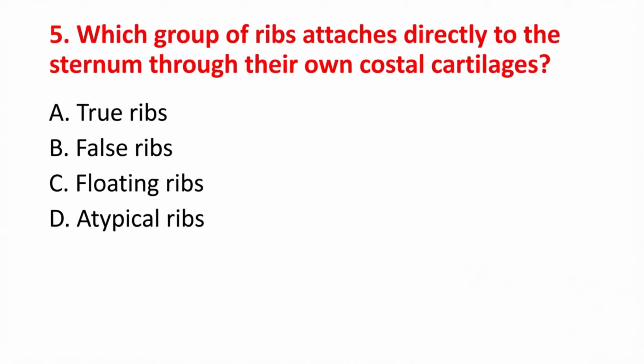Question 5 reads, which group of ribs attaches directly to the sternum through their own costal cartilages? A, true ribs. B, false ribs. C, floating ribs. D, atypical ribs. You have 5 seconds.